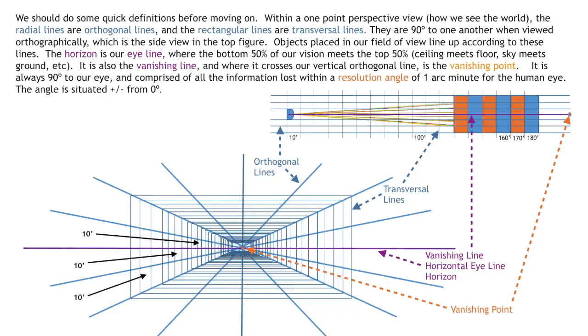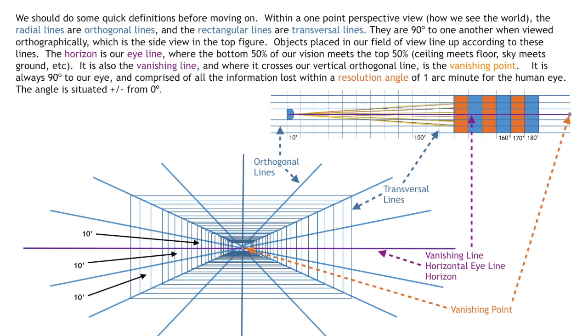So we should do some quick definitions before moving on. Within a one-point perspective view, which is how we see the world, the radial lines are orthogonal lines and the rectangular lines are transversal lines. And they are 90 degrees to one another when viewed orthographically from that side-on view. Objects placed in our field of view line up according to these lines.